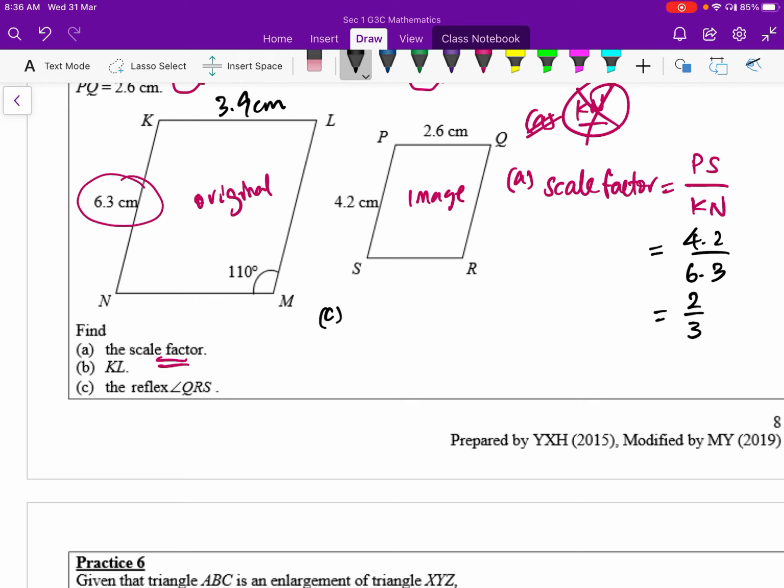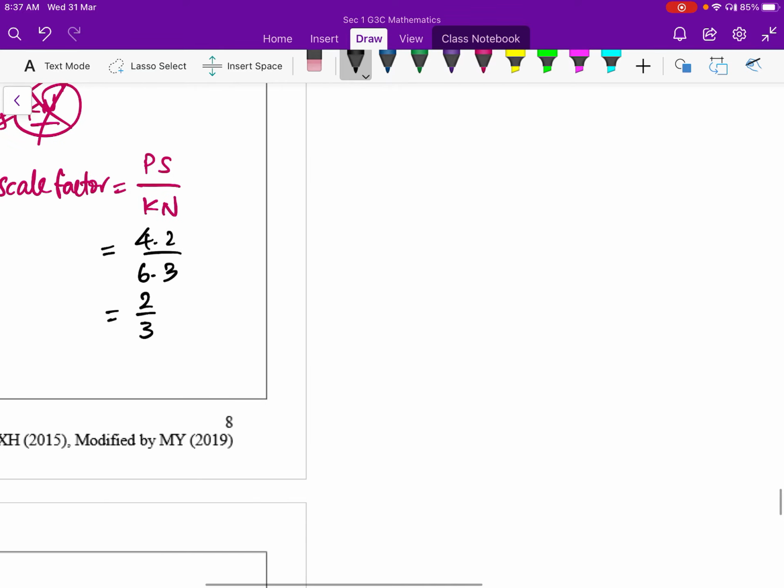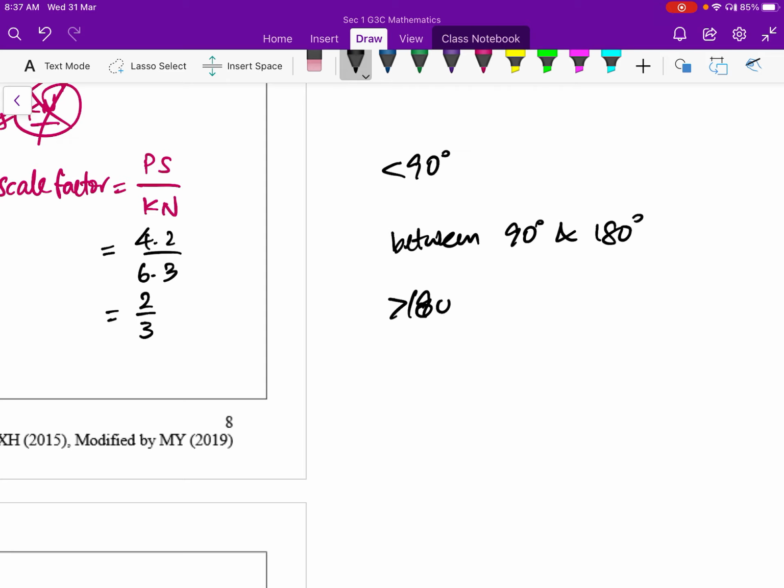QRS. Is this reflex QRS? Or is this reflex QRS? So we need to know the difference between acute, obtuse, and reflex. Okay, acute, basically you need to remember less than 90 degrees, between 90 and 180 degrees, as well as greater than 180 degrees.